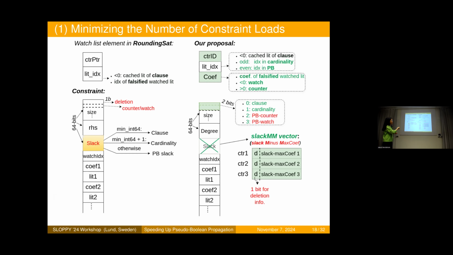Inside the constraint, we can move this information into the 2 bits. And then we can move the slack and the maximum coefficient into this vector. You see the name means slack minus maximum coefficient. And here we use 1 bit for the deletion infer, but later we will remove this bit. And now the information here could also exist in the watch list.